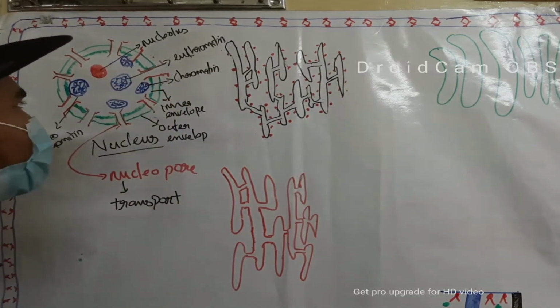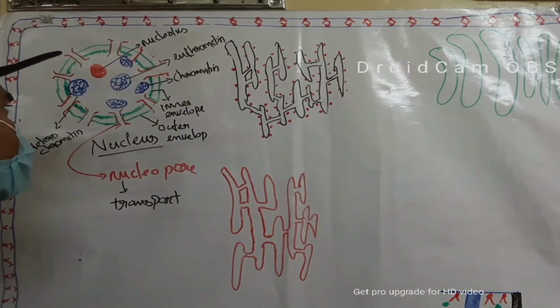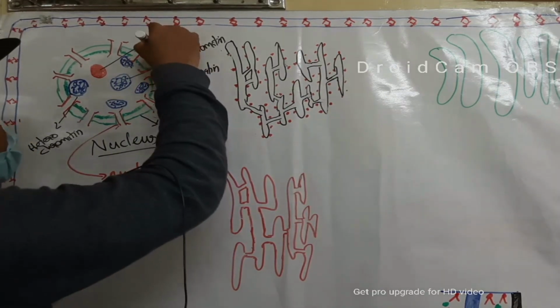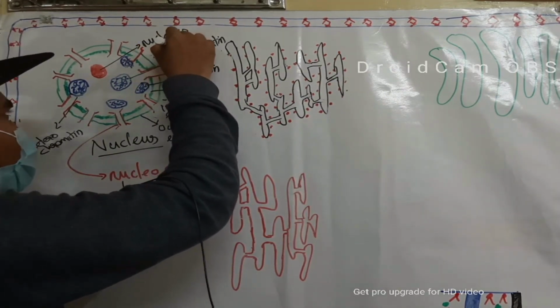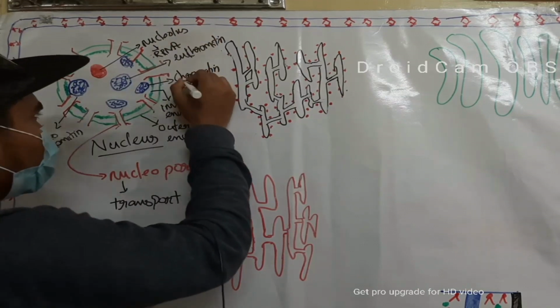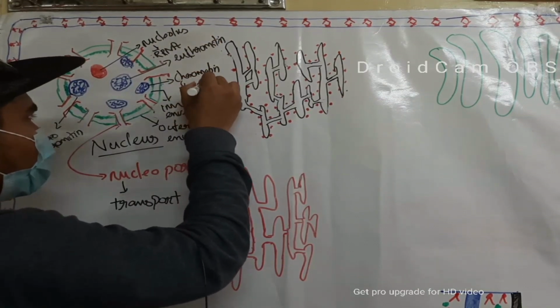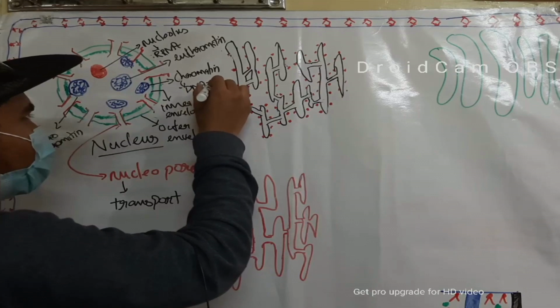And these chromatins are usually made up of DNA, and they also contain histone proteins. Nucleolus: contains rRNA. Chromatin: DNA plus histone proteins.